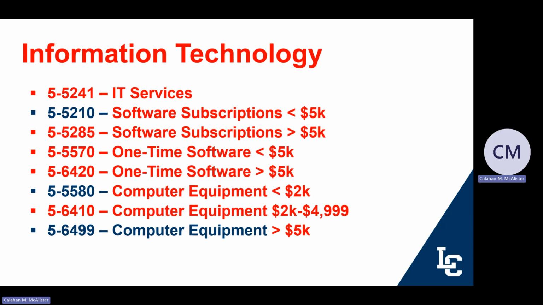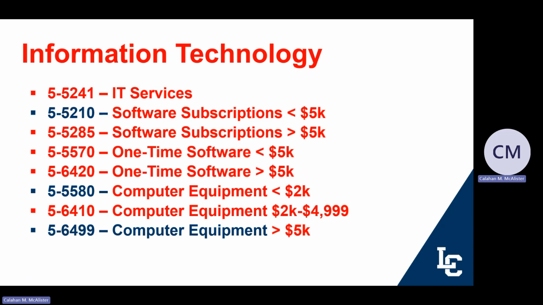Our next set of 3 is going to be for computer equipment. Below $2,000 is going to be 55580. $2,000 to $4,999 is going to be 56410. And $5,000 and above will be your 56499. Computer equipment with their per unit item value, for laptops, tablets, monitors, printers, scanners, computer cables, adapters, keyboards, mouses, storage media, microphones, televisions, etc., will fall into this category.